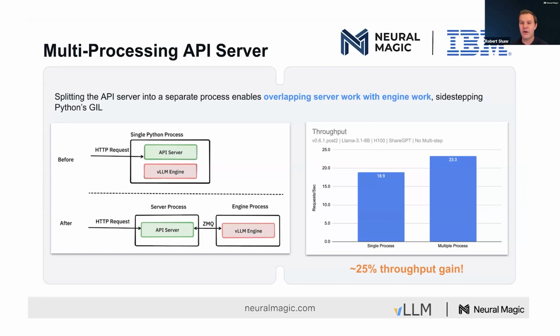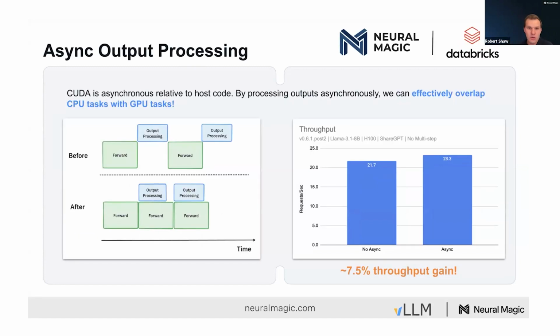And I think in general, this is a really good pattern for building actual concurrent Python programs. But anyways, using this overall technique, we were able to increase the throughput by 25%. And we have an additional optimization that I'll talk about later, which resolves all of the overhead associated with the API server. The next optimization that we looked at was something called async output processing.